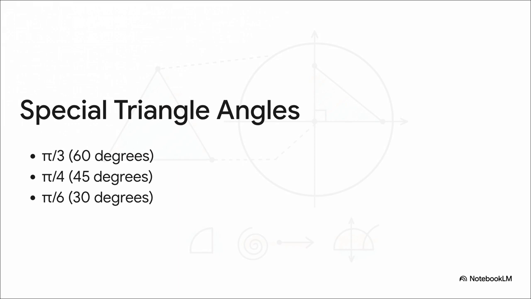By evaluating specific radian and degree angles, like pi over 3, pi over 4, and pi over 6, which are your 60, 45, and 30-degree angles, we can determine exact geometric values for sine, cosine, and tangent. Instead of calculating from scratch every single time, we use these special right triangles as standardized reference points. They're kind of like the universal measuring sticks we can rely on when analyzing periodic functions later.